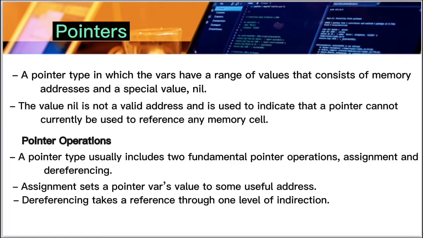Pointers. A pointer type is one in which the variables have a range of values that consists of memory addresses and a special value, nil. The value nil is not a valid address and is used to indicate that a pointer cannot currently be used to reference any memory cell. Pointer operations. Pointer types usually include two fundamental pointer operations, assignment and dereferencing. Assignment sets a pointer variable's value to some useful address. Dereferencing takes a reference through one level of indirection.